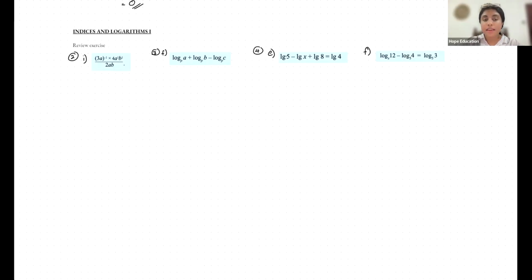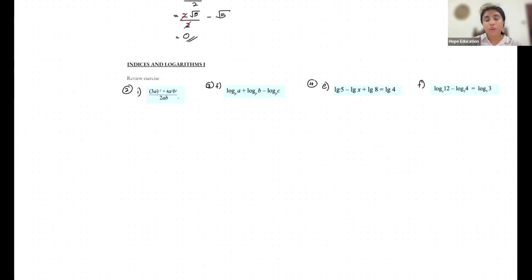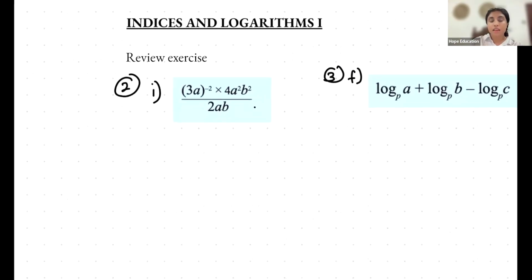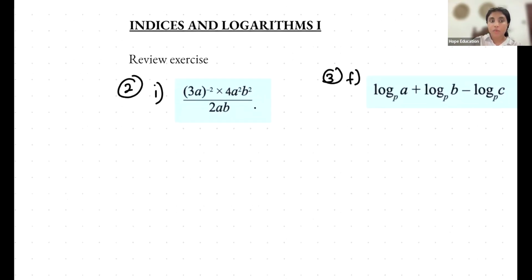Kids, shall we discuss the first one in the second question? I won't discuss the rest, only this one. I'm pretty sure you guys have already finished this. Give me a thumbs up if you have finished the first one. Second question, first Roman number. Have you all finished? Okay, great.